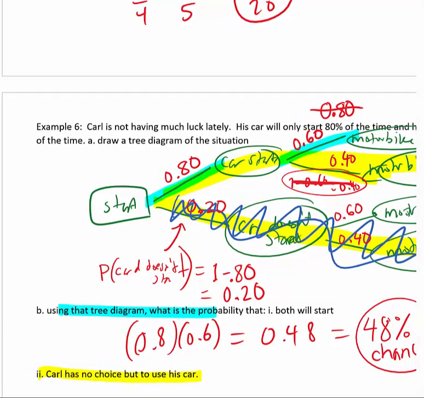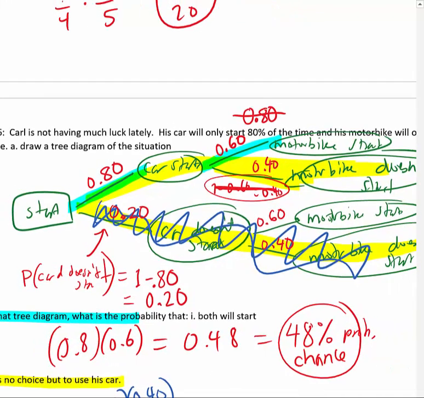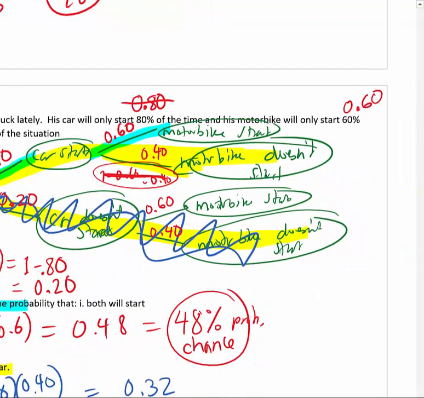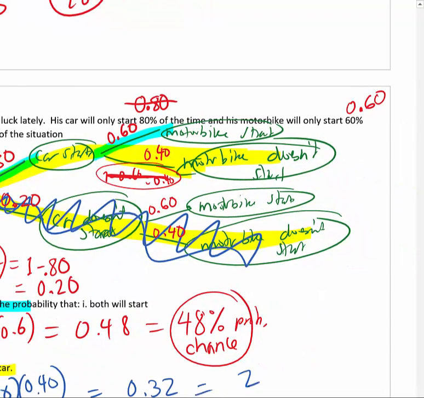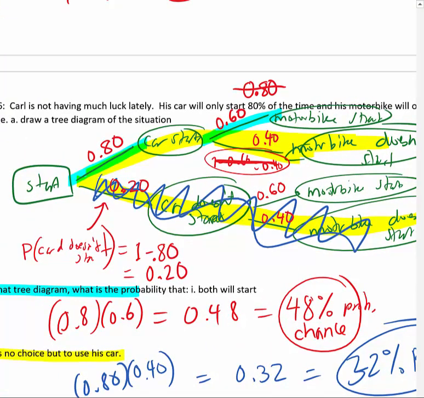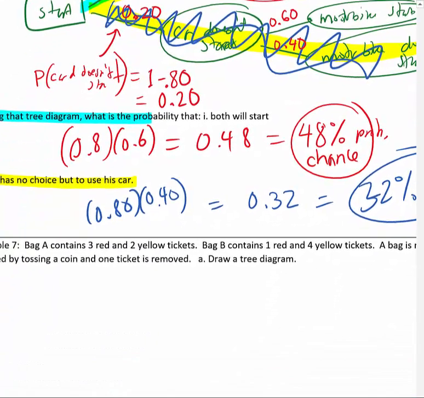Alright, so the yellow path, we had a probability of 0.8 of the car starting, and then a probability of 0.4 of the motorbike not starting. If you multiply those guys together, you get 0.32, which you can convert to percent by writing 32% probability. Alright, well, it's better that the probability they both start is higher than the probability that one won't start, right? That's a good sign.